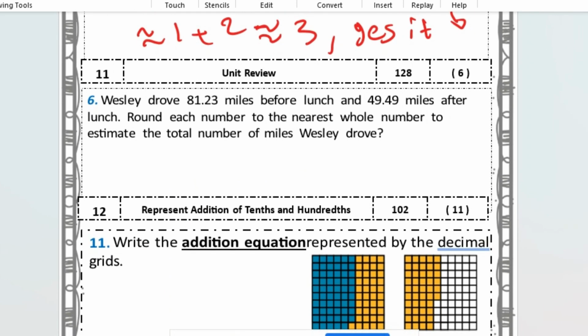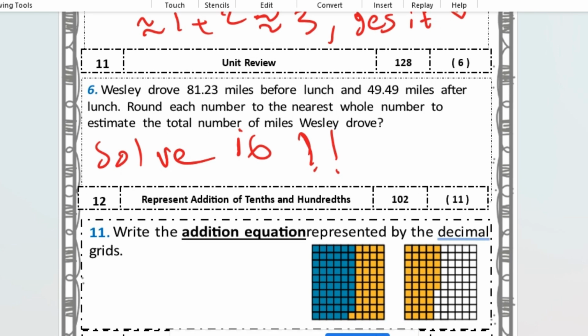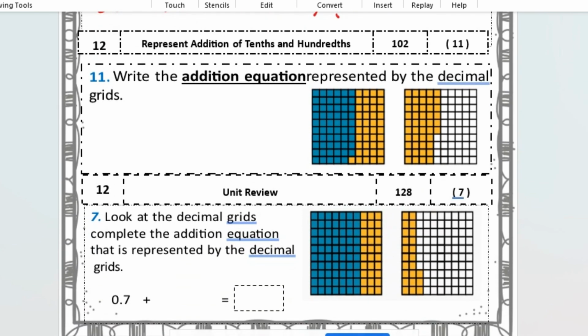Okay, I'm just going to leave this question for you. It's also about rounding. And let's move on to the next part. Now here is an addition. It says write the addition equation, so he only wants the equation for the decimal grid. What we do here is we count how many blue squares and how many yellow squares, and we just add them.